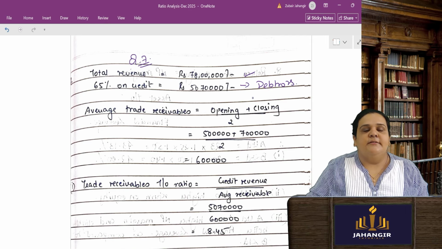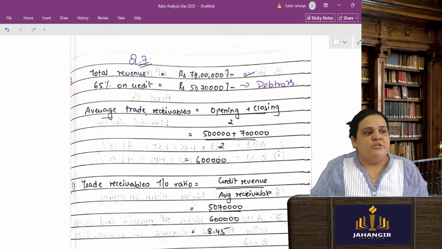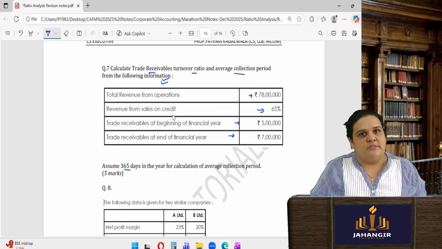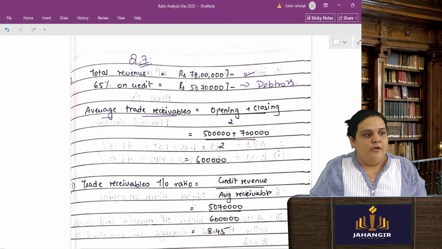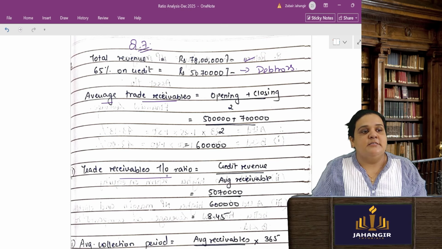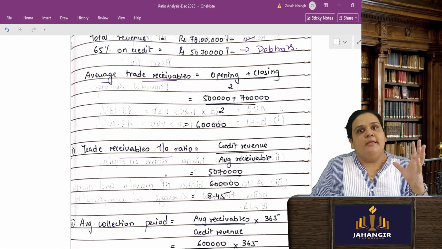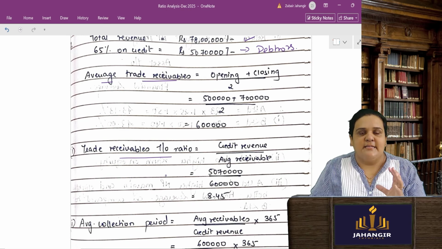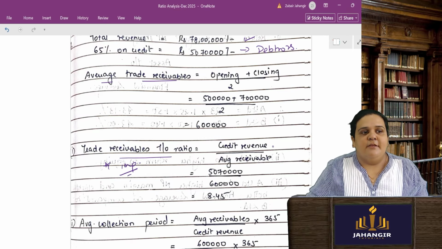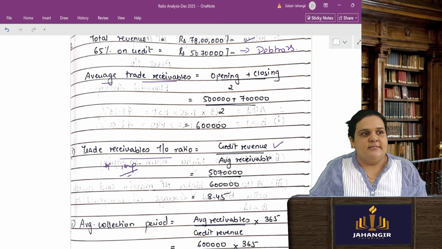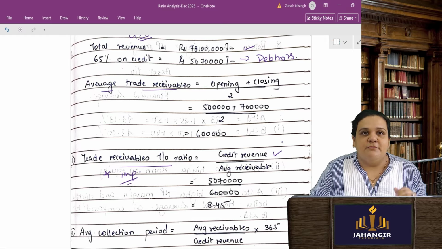Okay, debtors. Average of my trade receivables. They have given me opening and closing, right? So I need average because the formula for the trade receivables turnover ratio will be my credit revenue, credit sales upon average receivables. This is the formula, important. So credit revenue is given to us. We calculated 65%. What is my average receivables? Opening plus closing upon 2?